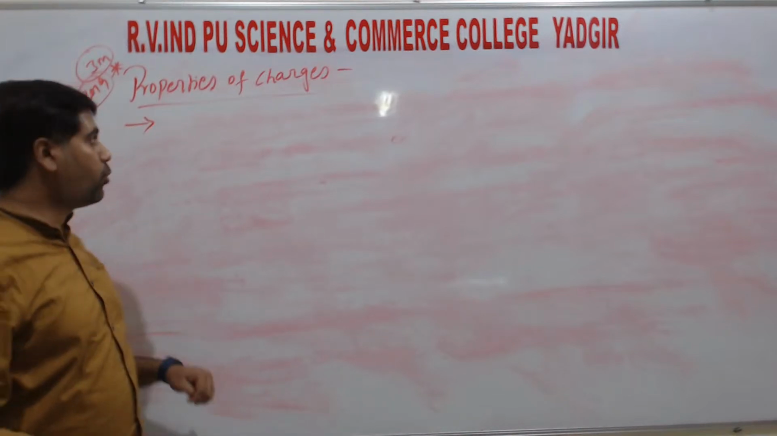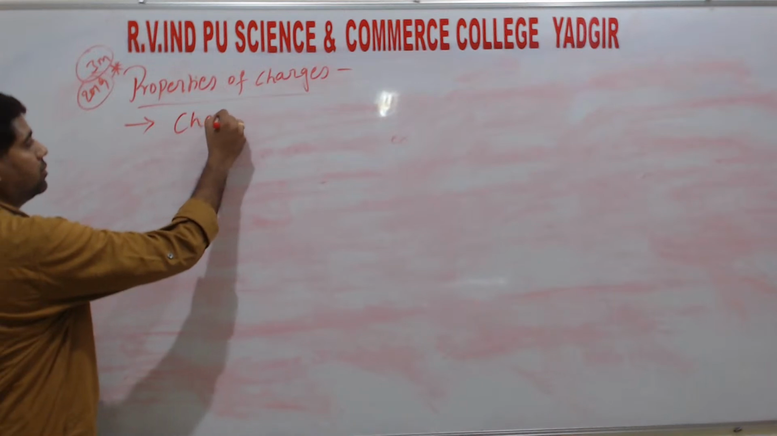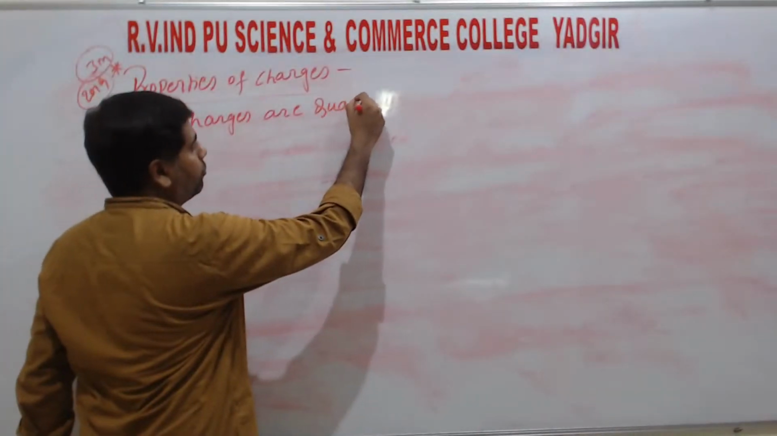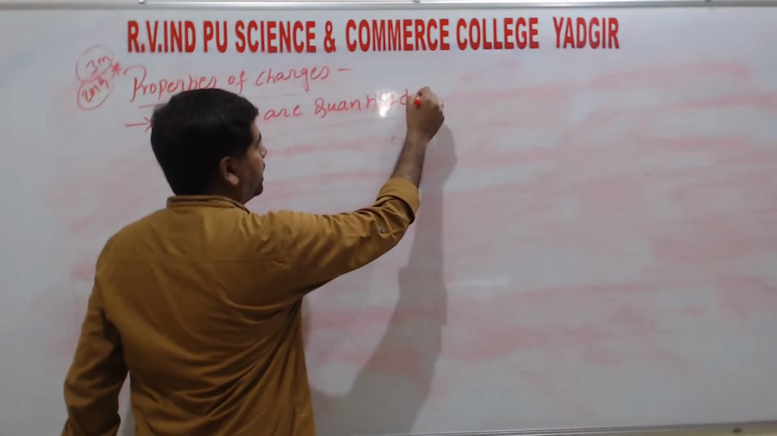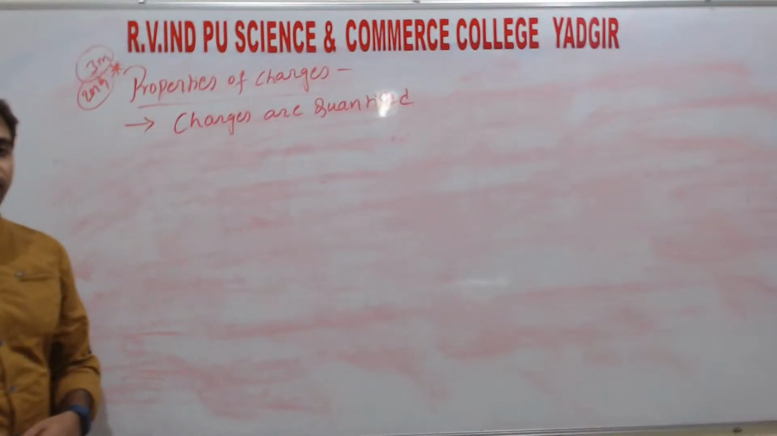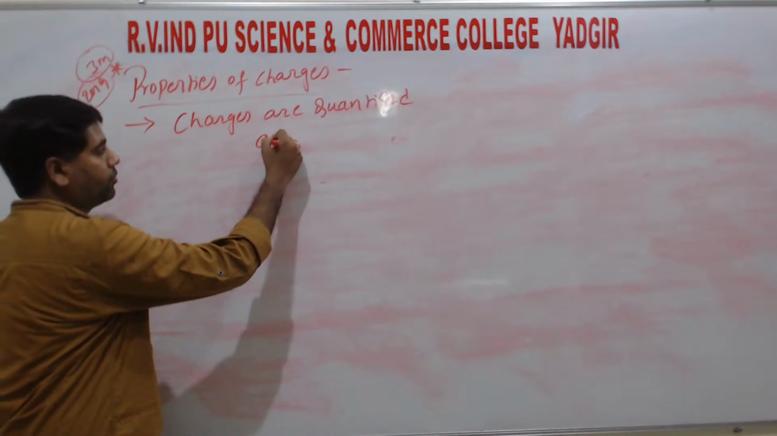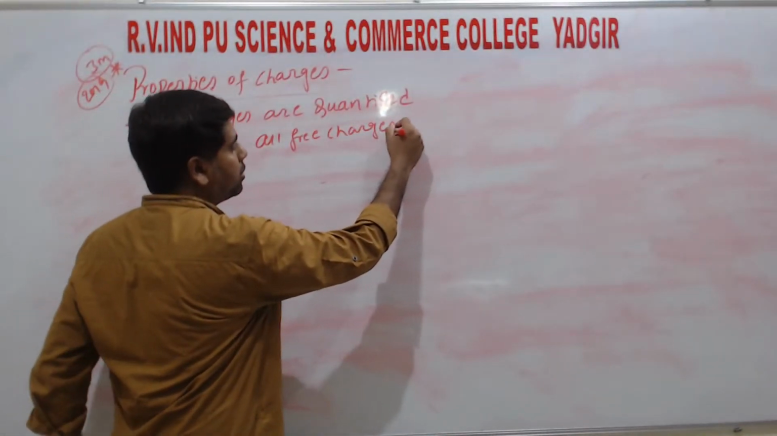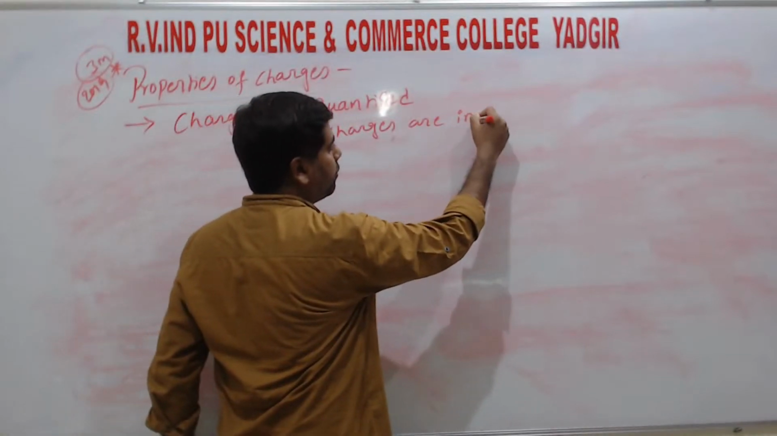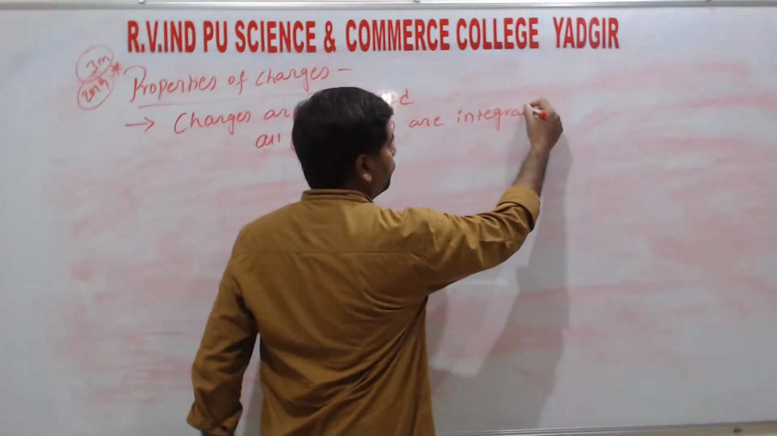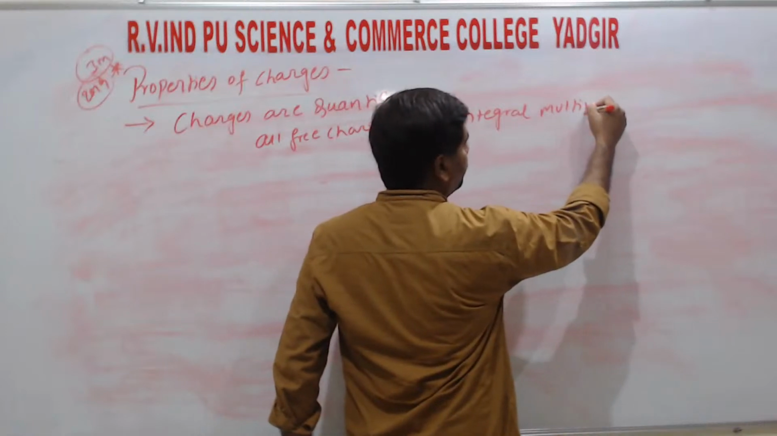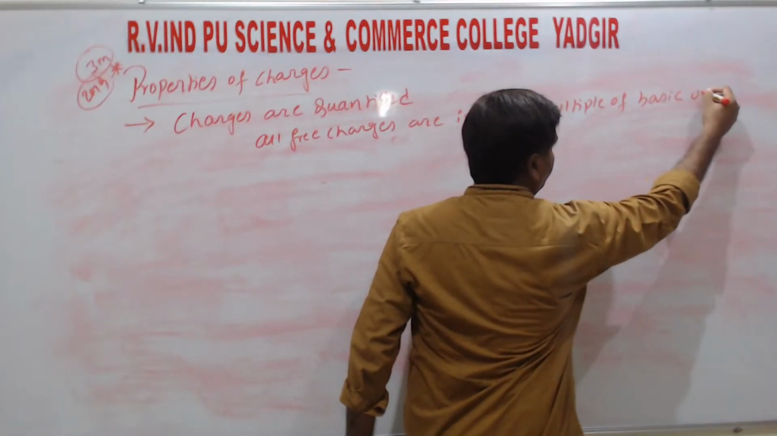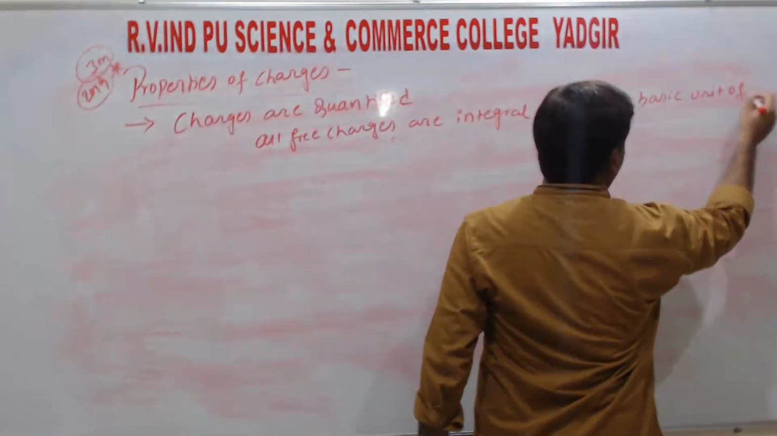So the next, sixth property is: charges are quantized, right? All free charges are integral multiples of the basic unit of charge.